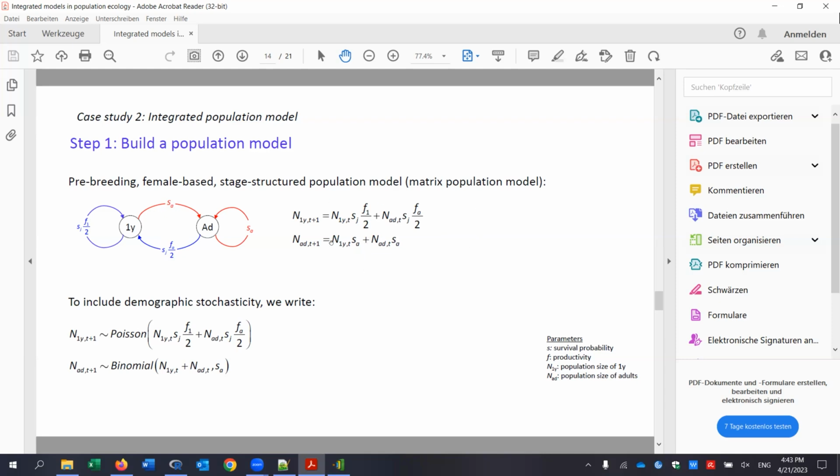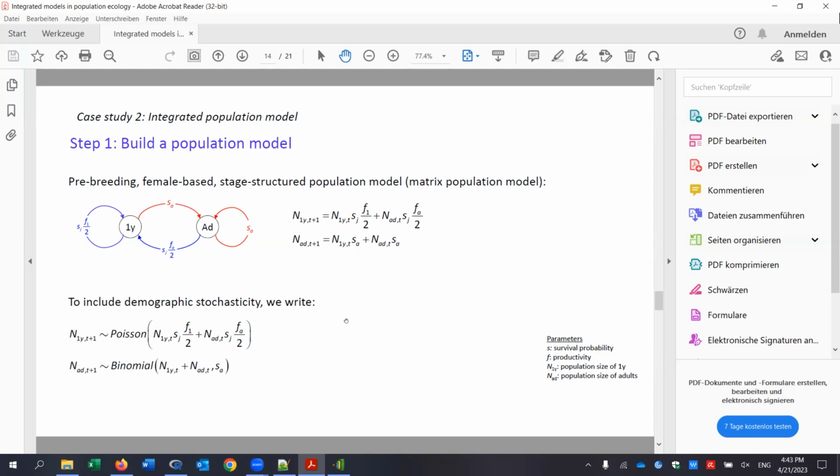And then we can write equations here for the age-specific or stage-specific number or population sizes. So the 1-year-old individuals in year T plus 1 is a function of the individuals the year before times some demographic rates. So that's like a Leslie matrix model, if you want. That's deterministic here, without demographic stochasticity.